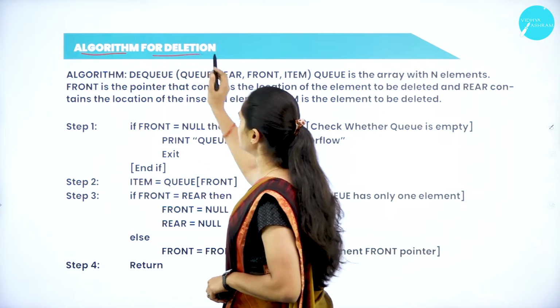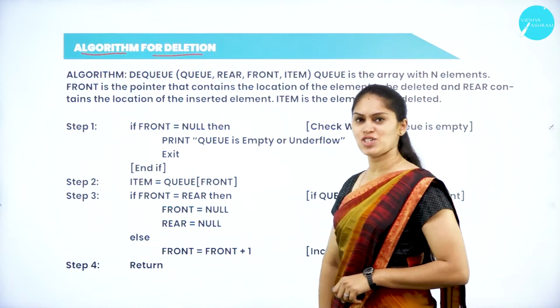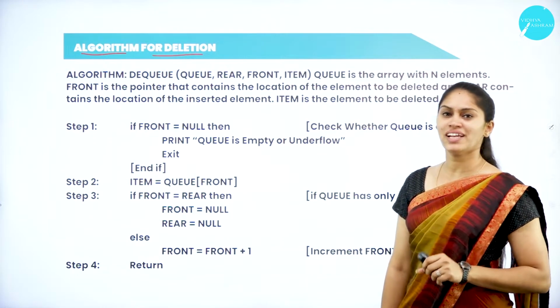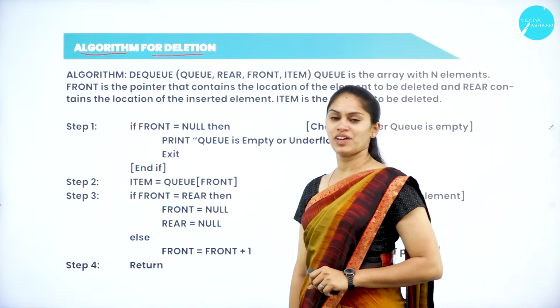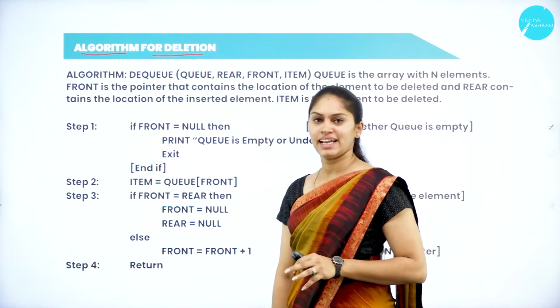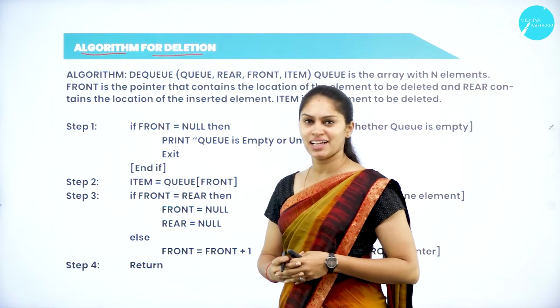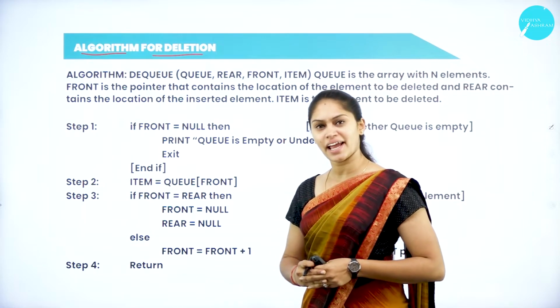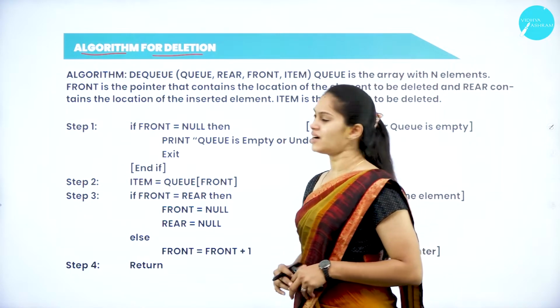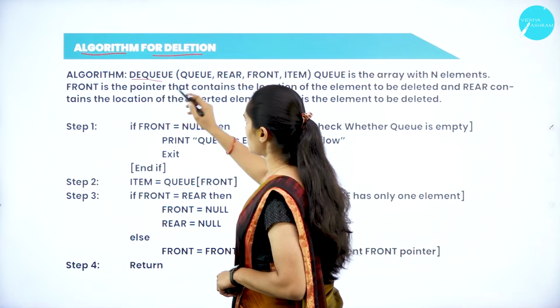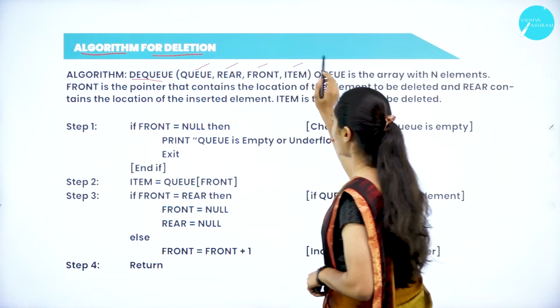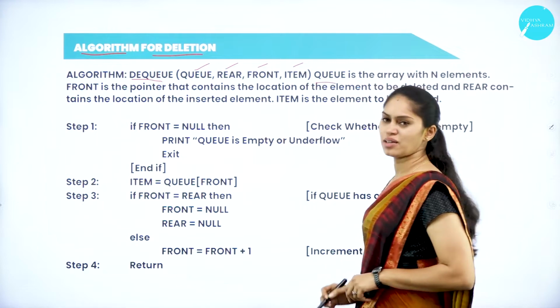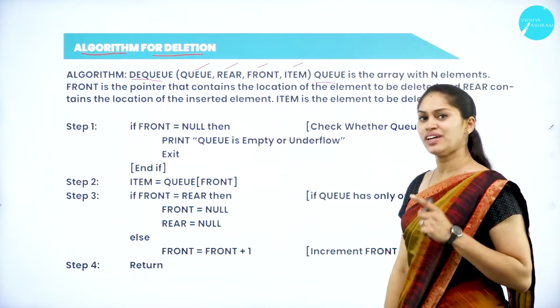An algorithm for deletion. Deletion is nothing but dequeue, removing an element from the queue. When there is no element in the queue, we cannot delete an element from the queue. Here we are using a function called dequeue, and I require queue, rear, front and item. So queue is nothing but the name of a queue with n elements.